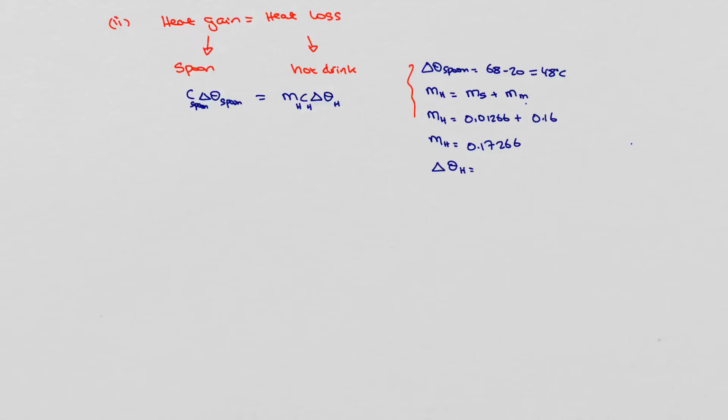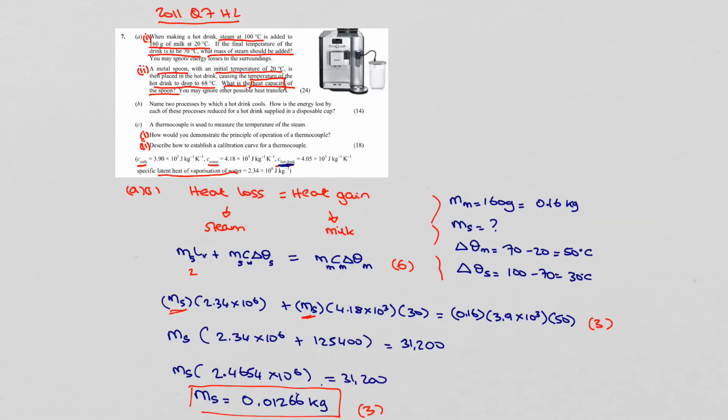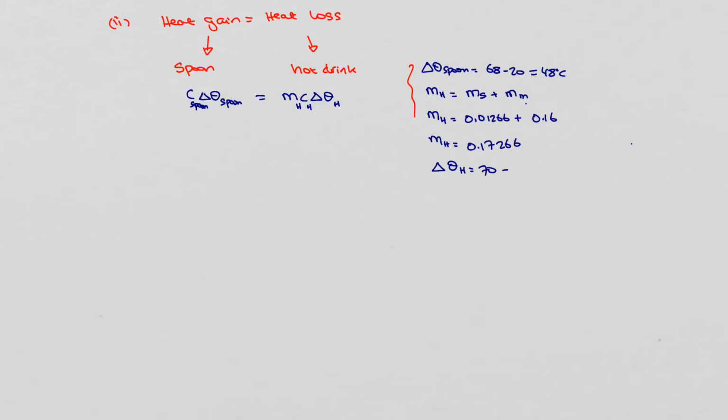So the change in temperature of the hot drink, well, if we go back up, the final temperature of the drink is 70. So it started at 70 and it drops to 68. So it's dropped by 2 degrees Celsius. Okay, so now we have all our values worked out. We can now sub it into our question.